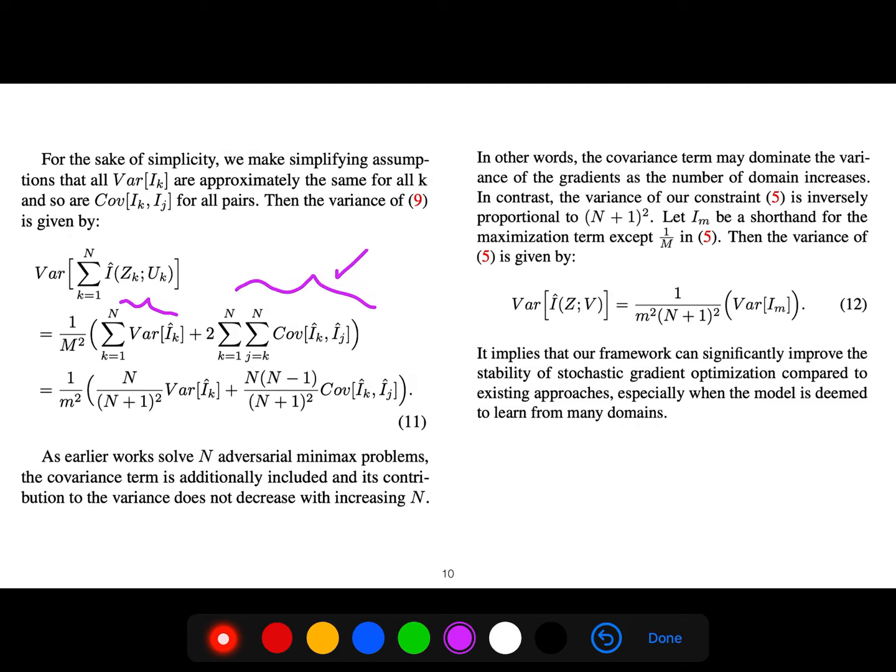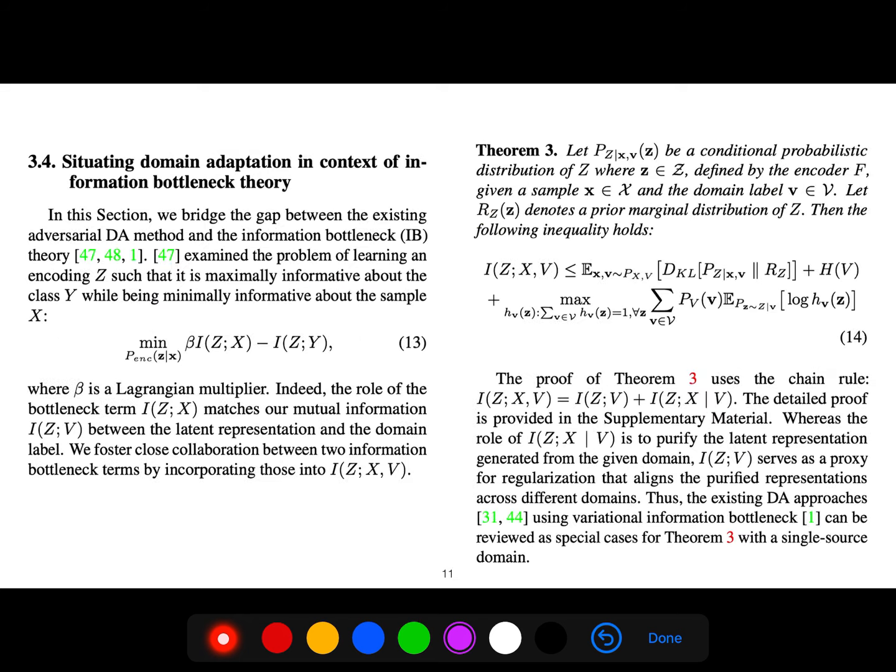Let I sub m be the shorthand for the maximization term. Then the variance of 5 is given by this. It implies that our framework can significantly improve the stability of stochastic gradient optimization compared to existing approaches, especially when the model is deemed to learn from many domains.